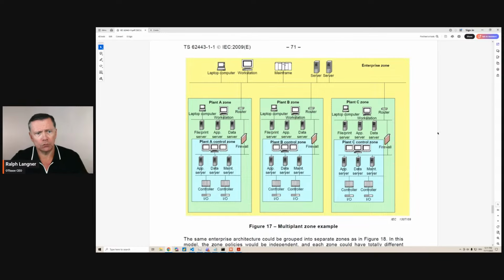The other thing that I want to point out before I hide that diagram again, in order not to get sued to death by the IEC, is what you see here. The enterprise zone covers everything. And then for each plant, there is an individual zone, and within the plant, you have the control zone. So, in other words, this segregation concept is abstract. It is not tied to specific device types, and that's a good thing.